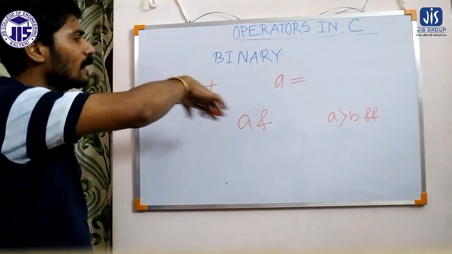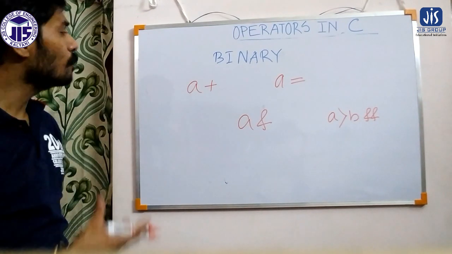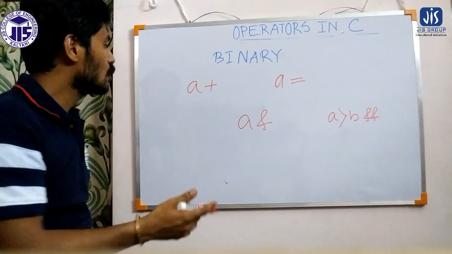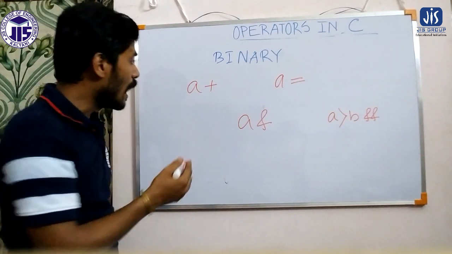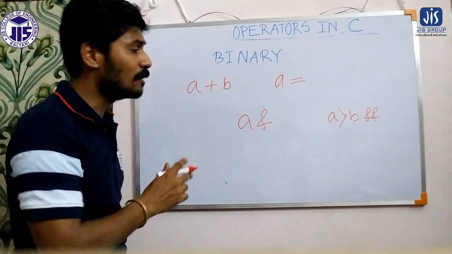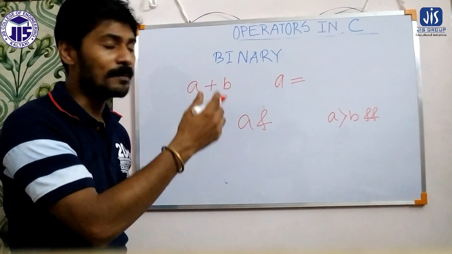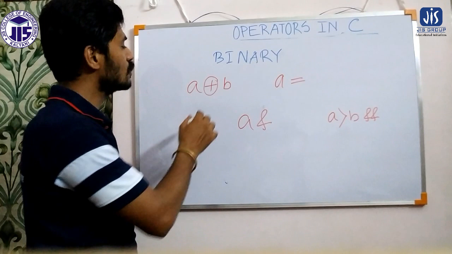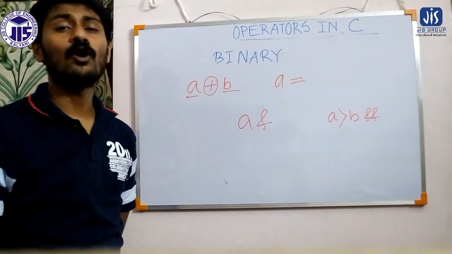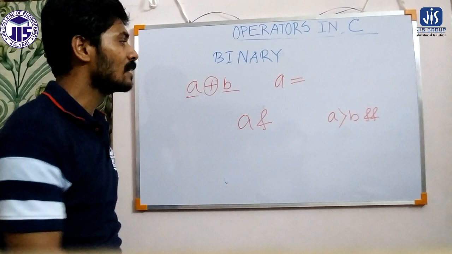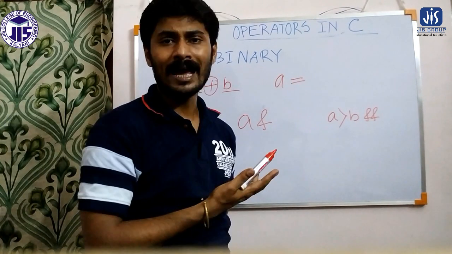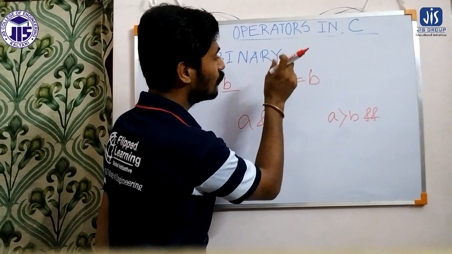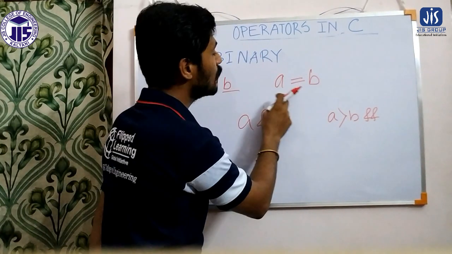So all these operators you can see have no meaning until there is another operand. So if I write a plus, it means nothing, and whenever I place b here, it becomes a plus b. Now it has a meaning. That means to perform this operation using this operator, 2 variables or 2 operands are required. Same here also, a equals to has no meaning. If I write a equals to b, whenever I place the second operand here, then it becomes meaningful, that the value of b will be assigned to a.